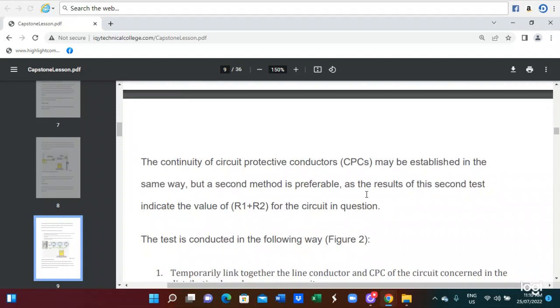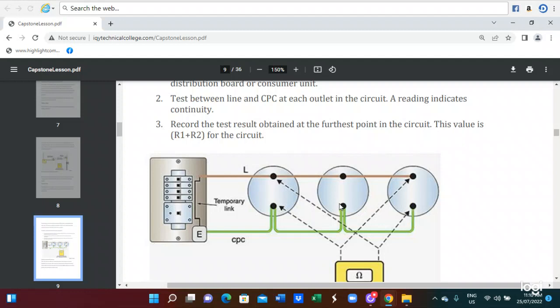The continuity of the circuit protective conductor may be established in the same way. So in this case, this will be the circuit protective conductor. You see that we use a temporary link between this and this one. You take out the wire from the supply and give up the neutral, and then you have to do the temporary link. And then you have to measure this and this one, and also this and this one.